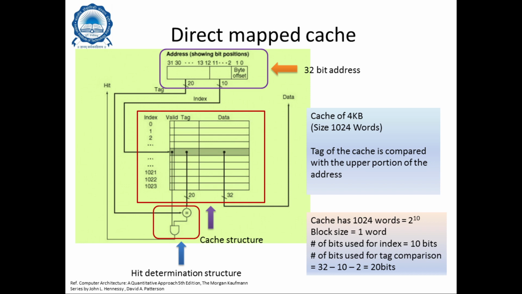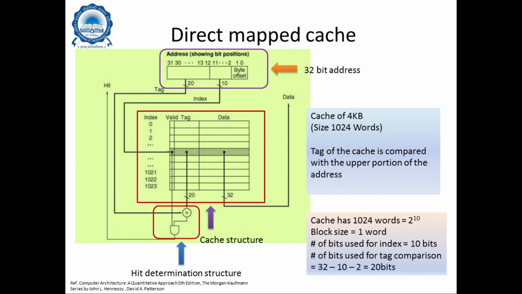Now this is the hardware architecture of a direct mapped cache. The information you see on the top within the purple box is showing the 32-bit RAM address, bits 0 to 31. The first 2 bits are reserved for the byte offset because we want it to always be a multiple of 4, the next 10 bits are reserved for the index, and the 20 bits are reserved for the tag. I'll explain how these 10 and 20 bits come about.